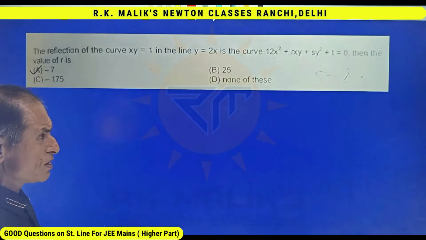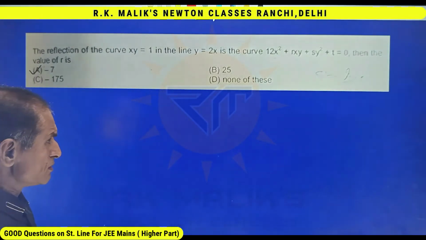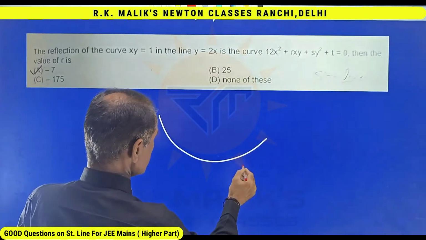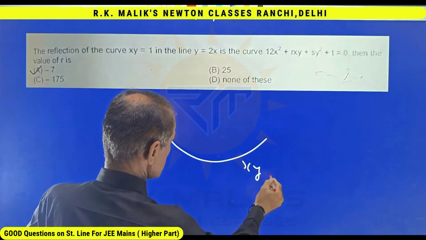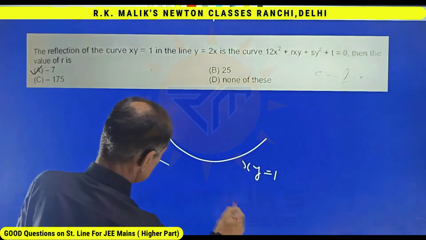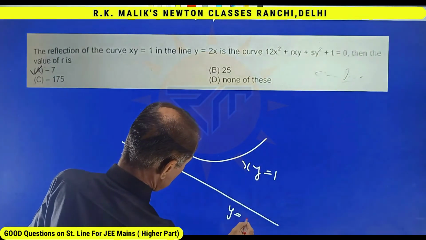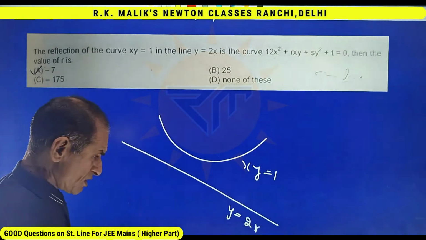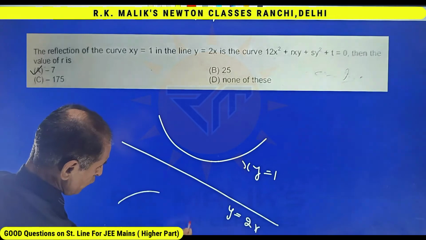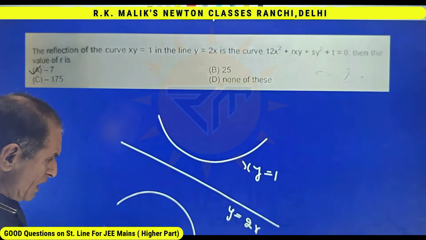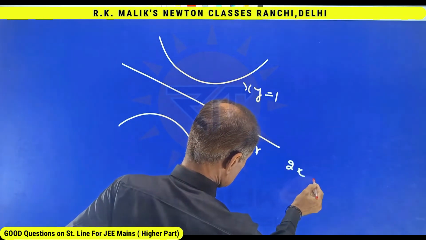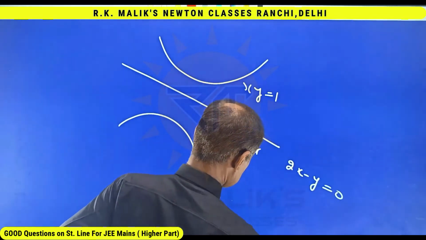The same is the procedure when you have to find the locus of a point. And here xy equal to 1 is some curve, and y equal to 2x is some line, and you have to find the equation of the image curve. This line can be written as 2x minus y equal to 0.